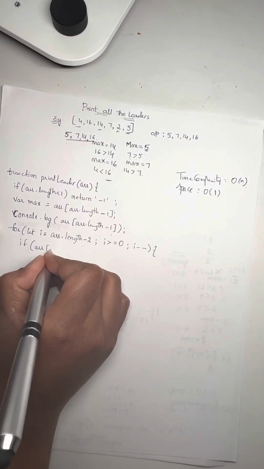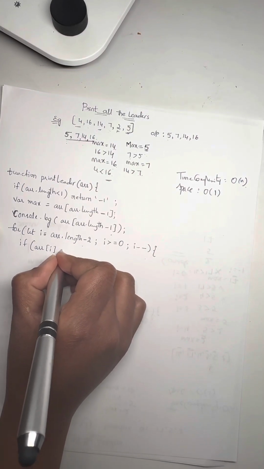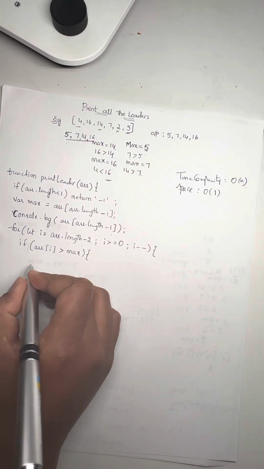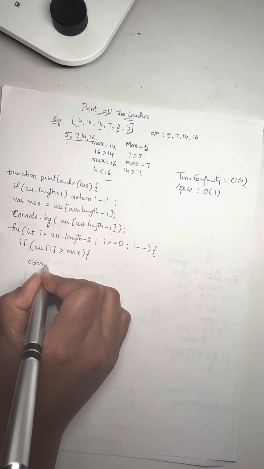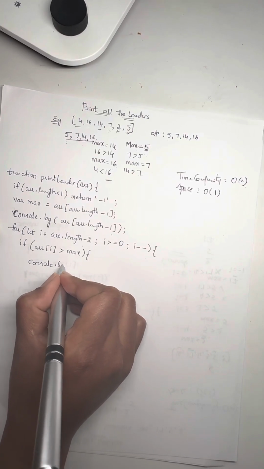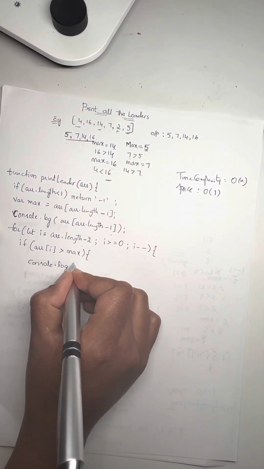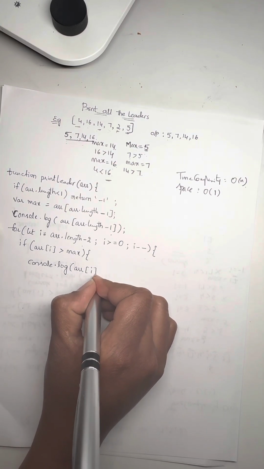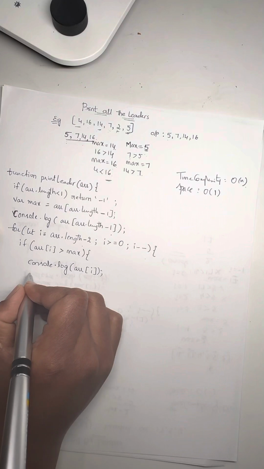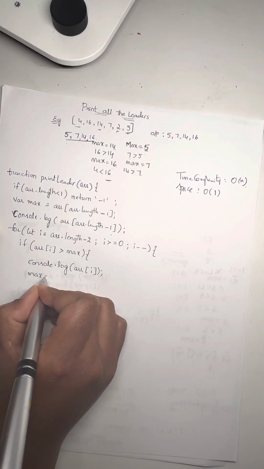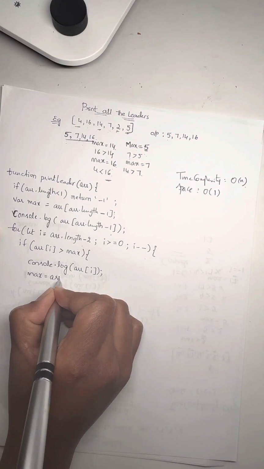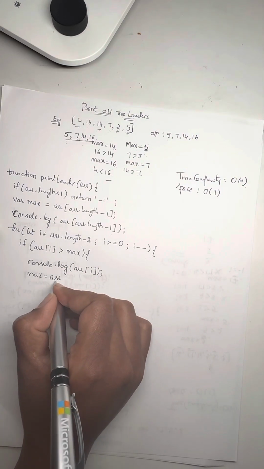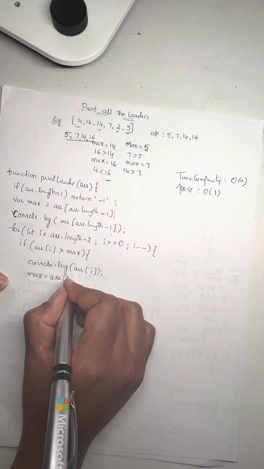We are going to check if array of i is greater than max. If it is greater, then we are going to print the element. So console.log array of i, and we need to change the max to the current highest number because it is higher than the max. So we are going to assign max with the array of i.